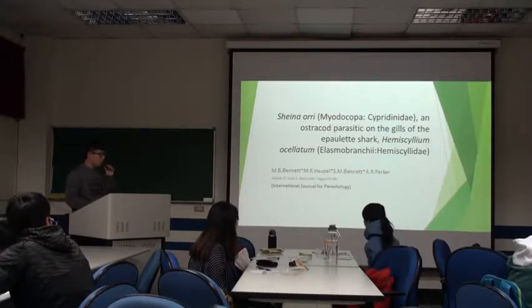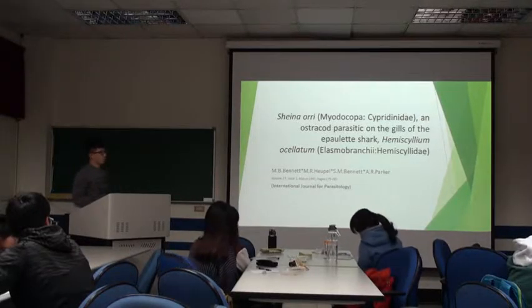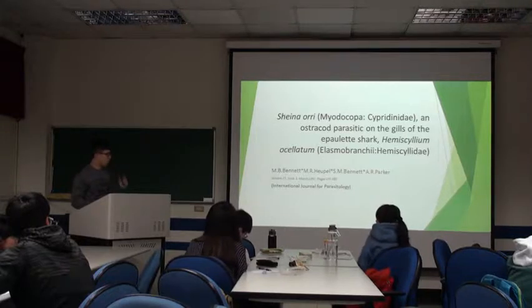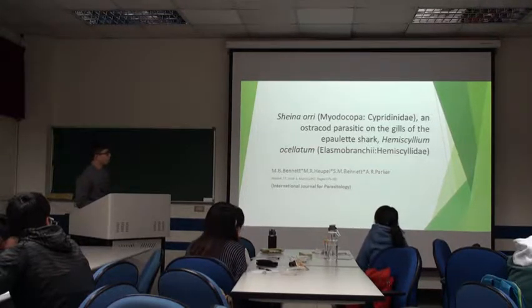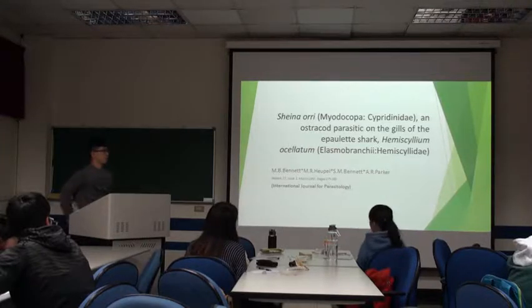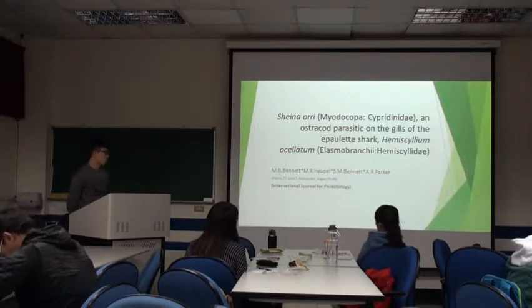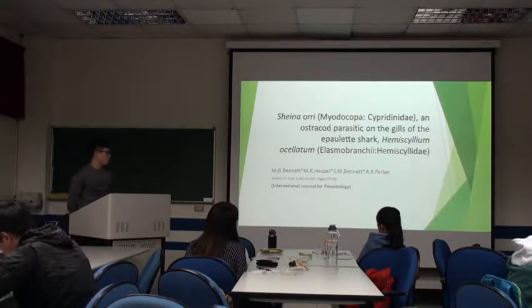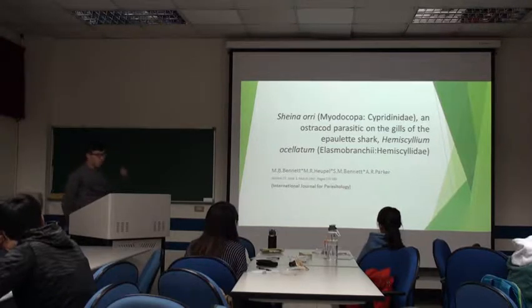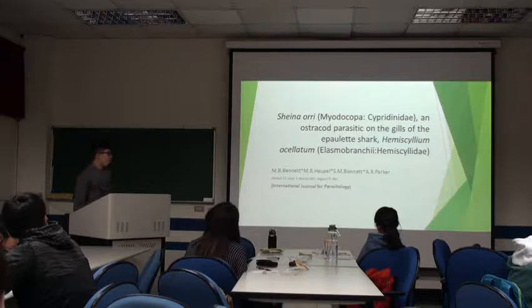Hello everyone, my name is David, and today I'm going to introduce my topic: Sheina orri, Myodocopa Cypridinidae, an ostracod parasitic on the gills of the epaulette shark, Hemiscyllium ocellatum, Elasmobranchii Hemiscylliidae. This paper is from the International Journal for Parasitology.